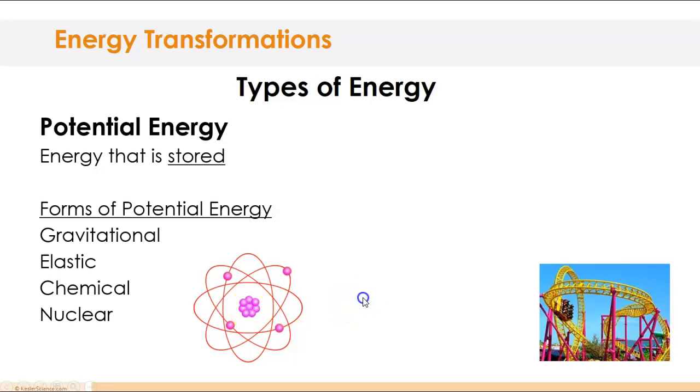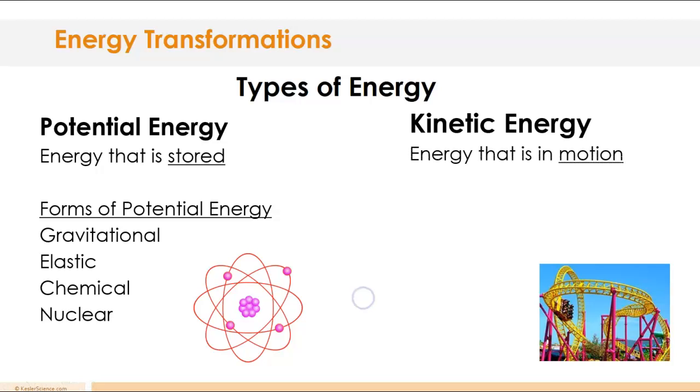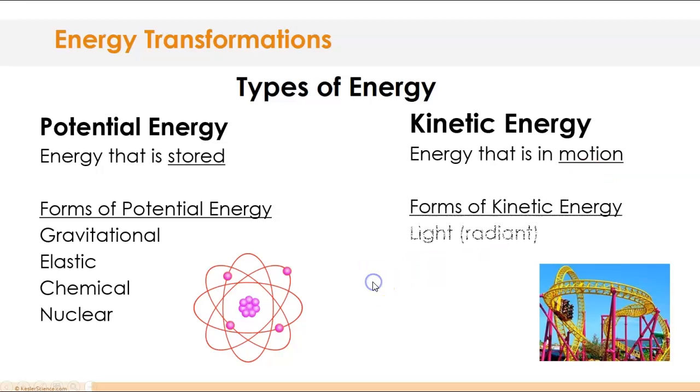So let's look at the other type that we talked about last week. That is kinetic energy. Kinetic energy is the energy of motion. So when things are in motion, we have kinetic energy. Energy is either stored or it's in motion. The four forms of kinetic energy that we've talked about are light, which is also called radiant energy, electrical energy, thermal or heat energy, and sound energy. If you need to pause, make sure that you're recording all of these things in your notes document.